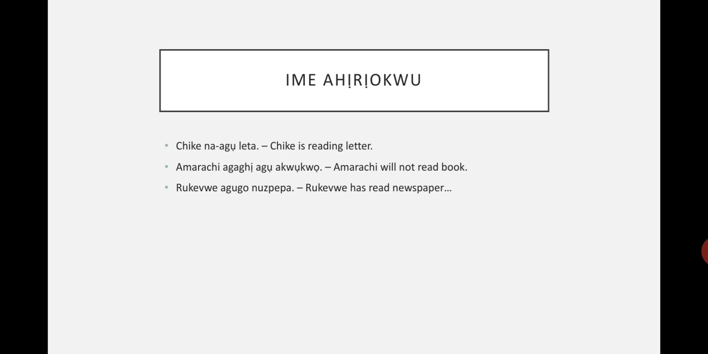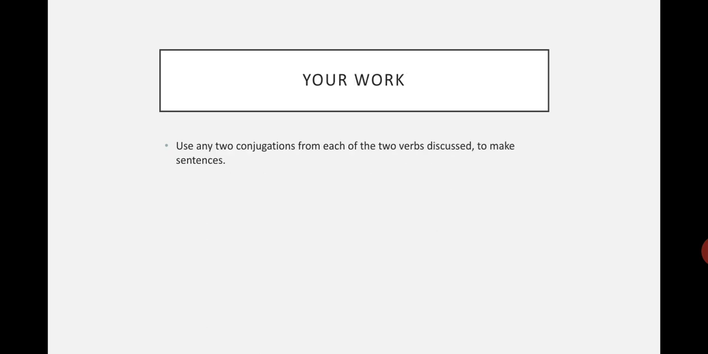So let's make a few sentences now. Chike na-agụ letter. Chike is reading a letter. Amarachi agaghị agụ akwụkwọ. Amarachi will not read a book. Rukewe agụgo newspaper. Rukewe has read a newspaper. So you can see it follows the same order: the order of the subject, the verb, and the object. Chike na-agụ akwụkwọ. Amarachi agaghị agụ akwụkwọ. Rukewe agụgo newspaper.